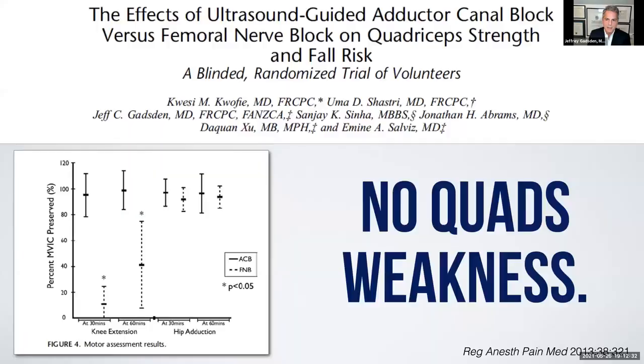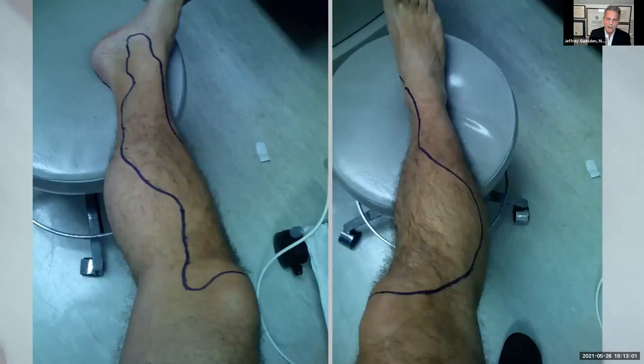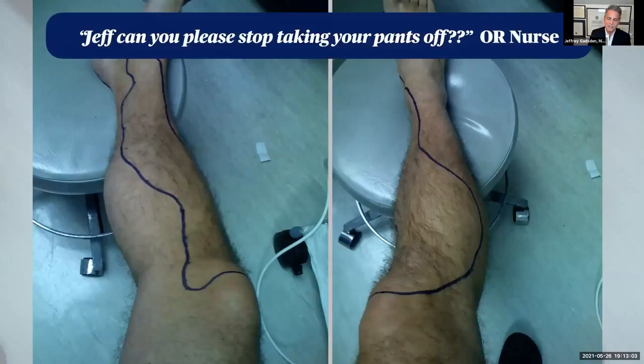And Uma and I and her co-fellow Kwesi Kofi and some others did a study in New York looking at the effect of a subsartorial saphenous nerve block, or adductor canal block, on quadriceps strength compared to femoral in volunteers. And sure enough, you can see zero quads weakness. So that was good. We proved that this block at least doesn't give you motor weakness of the quads. And I was still curious though.